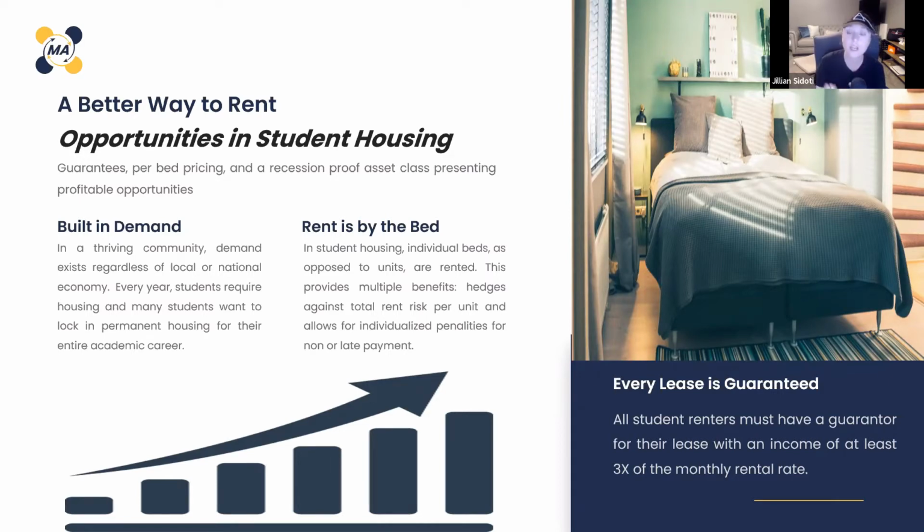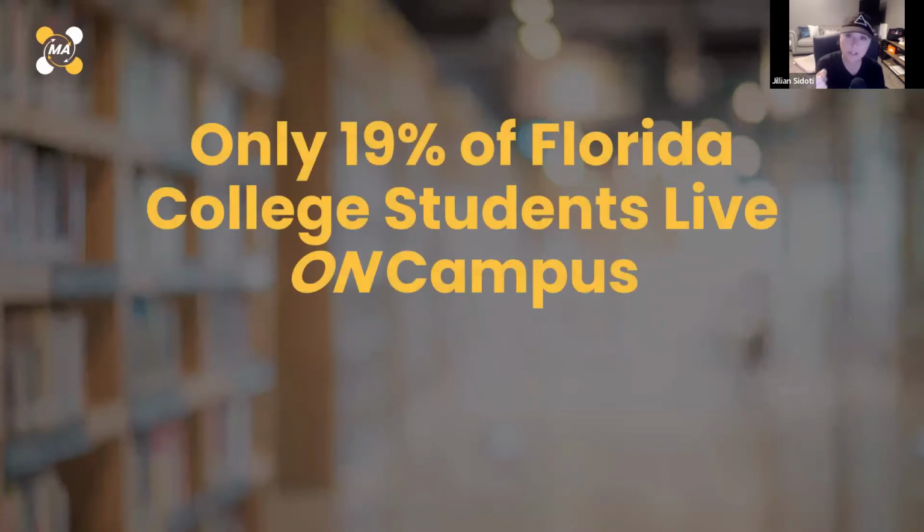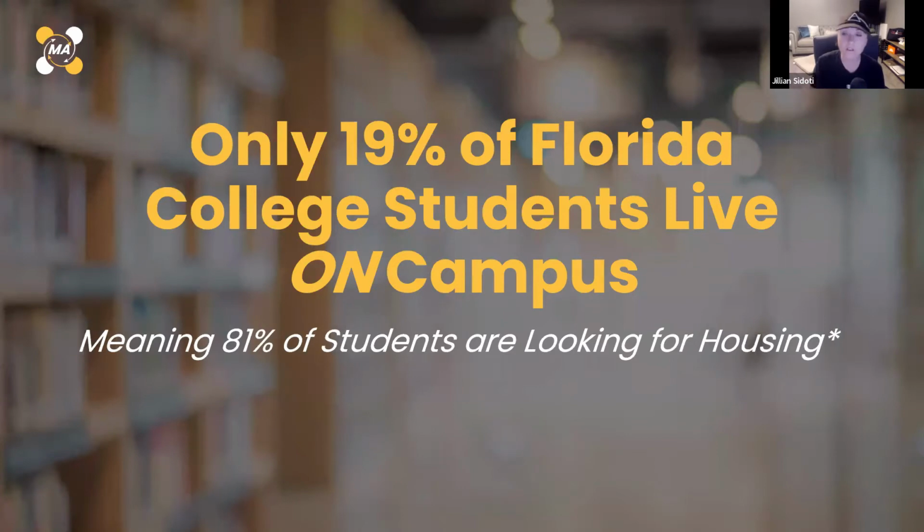I'm not going to read you the whole thing, but it's recession proof because kids are still going to go to college even when the market goes down. The other thing is, what we've realized is that only 19% of Florida college students live on campus. So that means what? 81% of college students are living off campus. And if I was going to deliver this line, I'd deliver it in a funny way, in case you can't do math like me, and I would say meaning 81% of students are looking for housing.